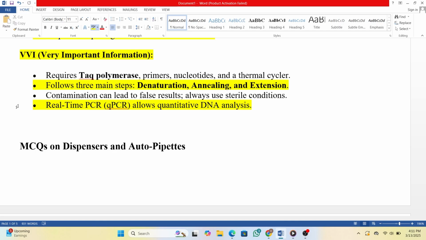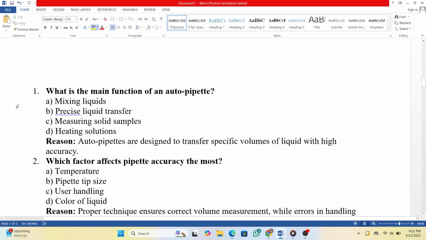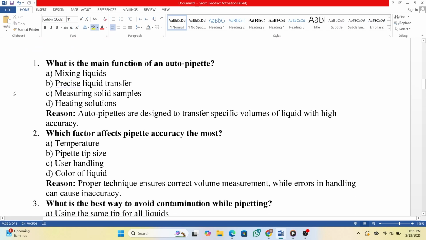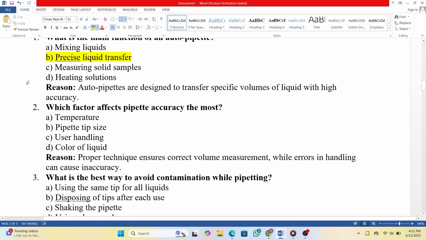MCQs on dispensers and auto-pipettes. 1. What is the main function of an auto-pipette? A. Mixing liquids. B. Precise liquid transfer. C. Measuring solid samples. D. Heating solutions. Answer: B. Precise liquid transfer. Reason: auto-pipettes are designed to transfer specific volumes of liquid with high accuracy.